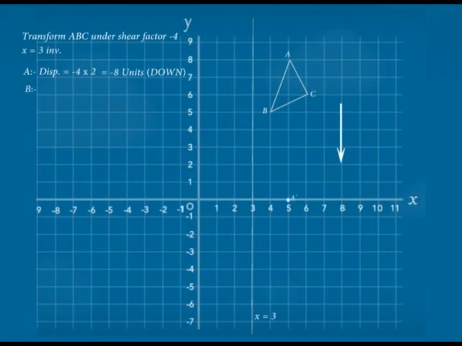Point B. Perpendicular distance from the invariant line is 1 unit. S is -4 and displacement is -4 times 1, giving us -4. So we move 4 units downwards and B prime is here. Finally, point C. Perpendicular distance is 3 units. S is -4. Displacement is equal to -4 times 3, which is -12. So we move 12 units downwards. C prime is here. If we join all the 3 points, the transformed figure is A prime, B prime, C prime.